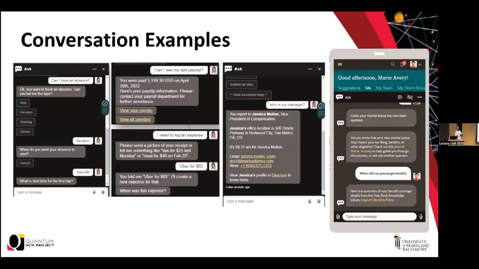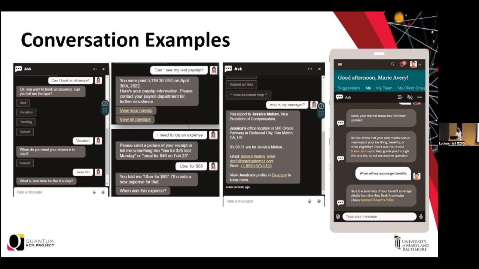It interacts with you because it needs more information to complete the transaction. So it gives you an option. Say what type of absence you want to book. Sick, vacation, training, cancel. Okay, then you could say vacation. Then it interacts with you to complete the transaction.